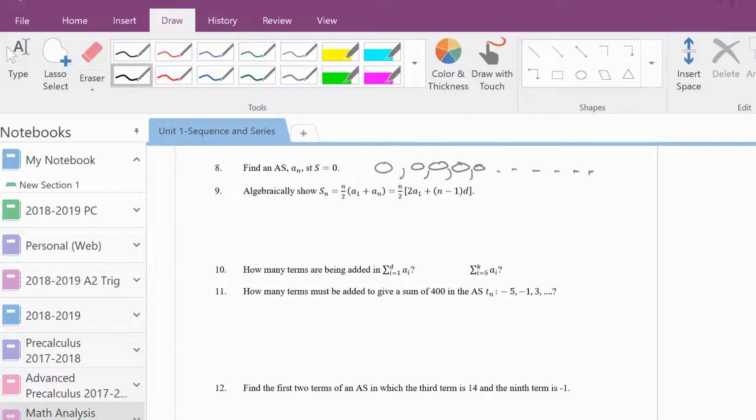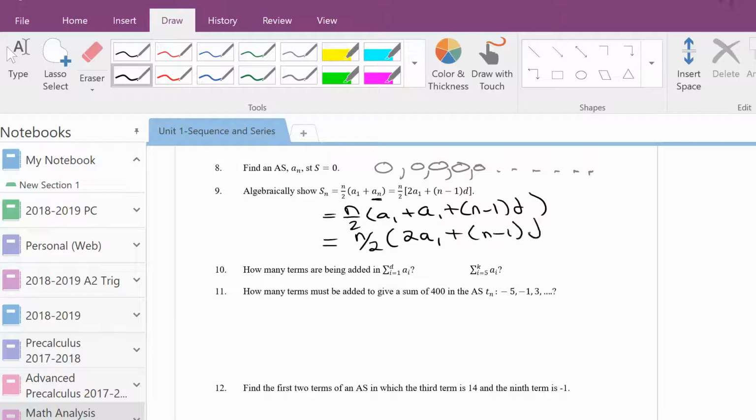Number 9, algebraically show that these are equal. Well, notice we have a formula for a sub n. So we'll substitute that in and we get a sub 1 plus a sub n is equal to the first term plus n minus 1 times the difference. And then when you combine like terms, you get 2 times the first term plus n minus 1 times the difference. And there you've shown that the left is equal to the right.